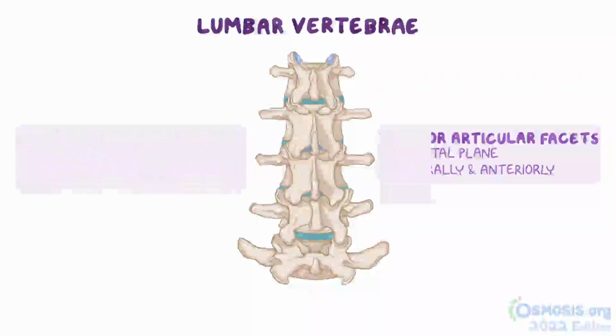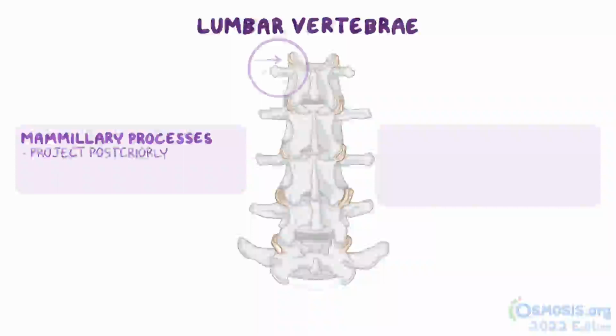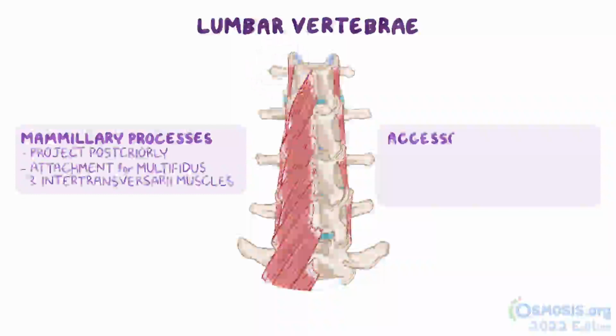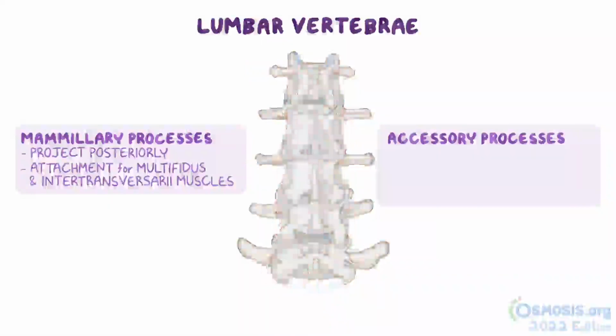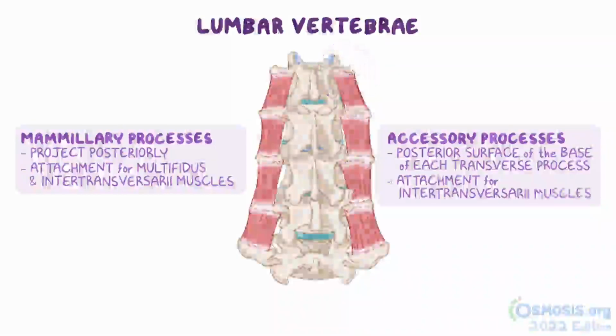On the posterior surface of each of the superior articular processes, there are small tubercles, called the mammillary processes, that are characteristic of lumbar vertebrae. The mammillary processes project posteriorly and allow for attachment to the multifidus and intertransversarii muscles. There's another process called the accessory process, also characteristic of lumbar vertebrae, on the posterior surface of the base of each transverse process. The accessory process provides an attachment for the intertransversarii muscles.